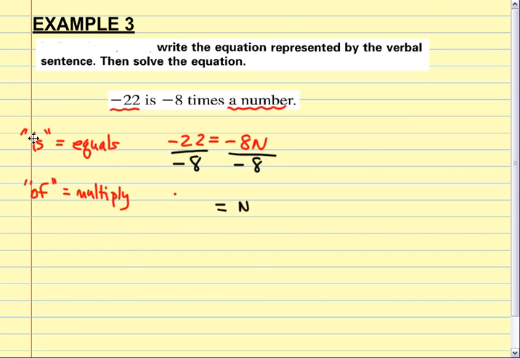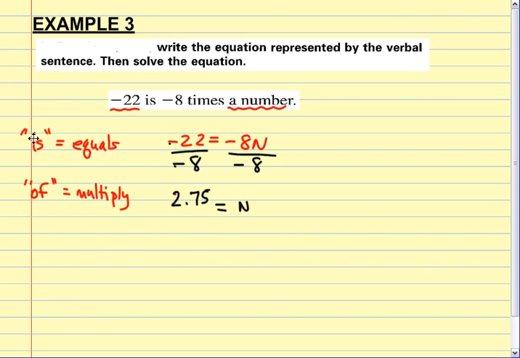Okay? Now, what is negative 22 divided by negative 8? What is that? Ian? 2.75. Positive or negative? Positive. Yes, 2.75. And the reason is because it's a negative divided by a negative. And whenever I divide a negative by a negative, I get a positive.